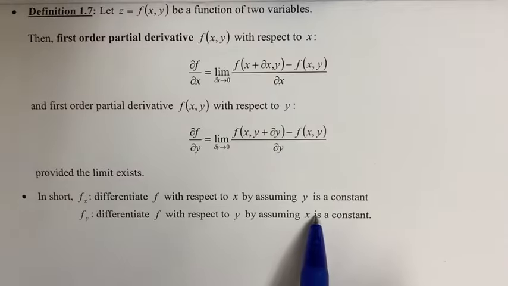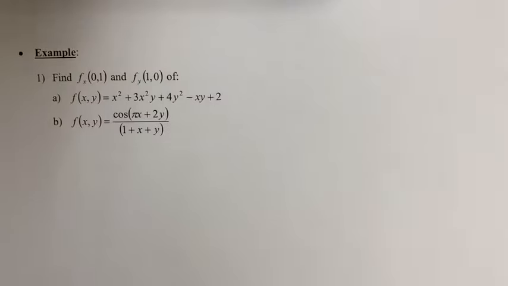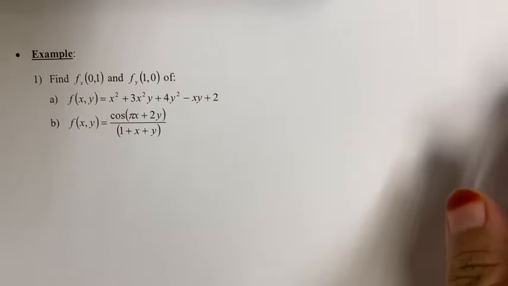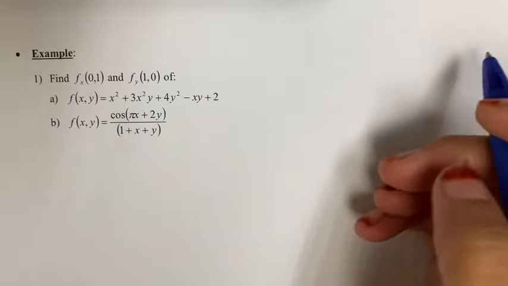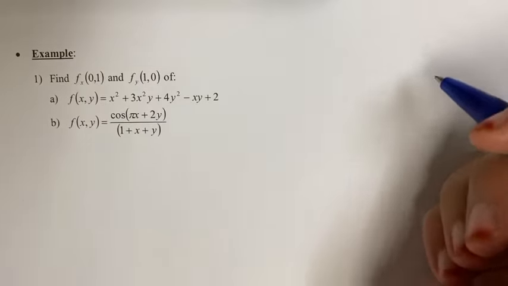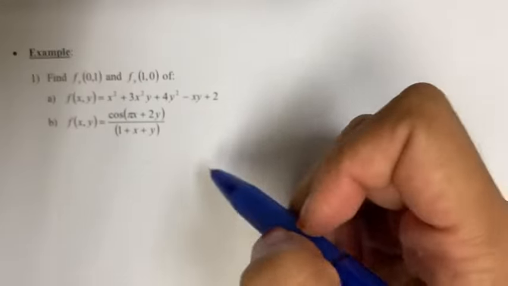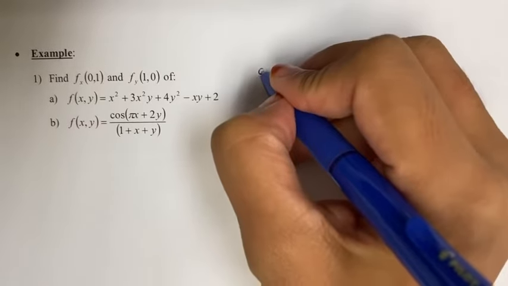We will look at the example next. Okay, let's try this example. The first one, find fx(0,1) and fy(1,0) of these two functions. So let's start with A.